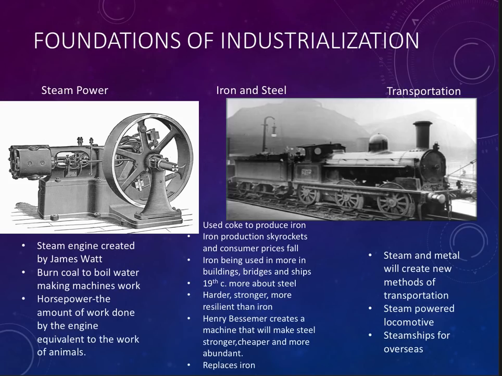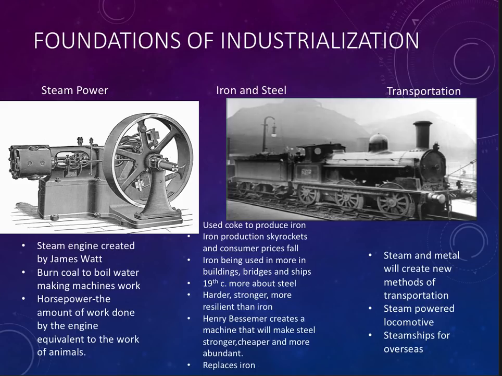So, like I said, steam power will be one of the main ways that mechanization is able to be put to use. And the steam engine was created by James Watt. So, burn coal to boil water, and then you're going to make the machines work that way. By using coal, the heat that it creates is going to create the steam, and then the machine is going to work.